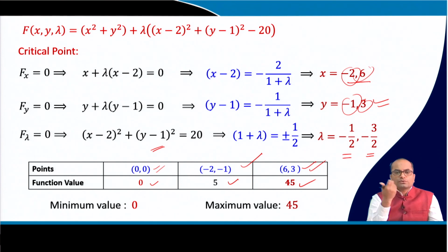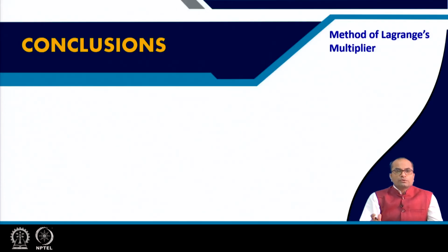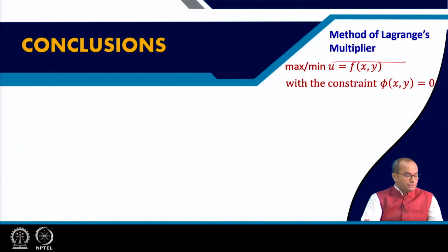Looking at the function also, one could have realized this at the very beginning. But the maximum value, which lies at (6, 3) on the boundary, is 45. Well, just to conclude, we have gone through this method of Lagrange multiplier, which is used for solving such problems.